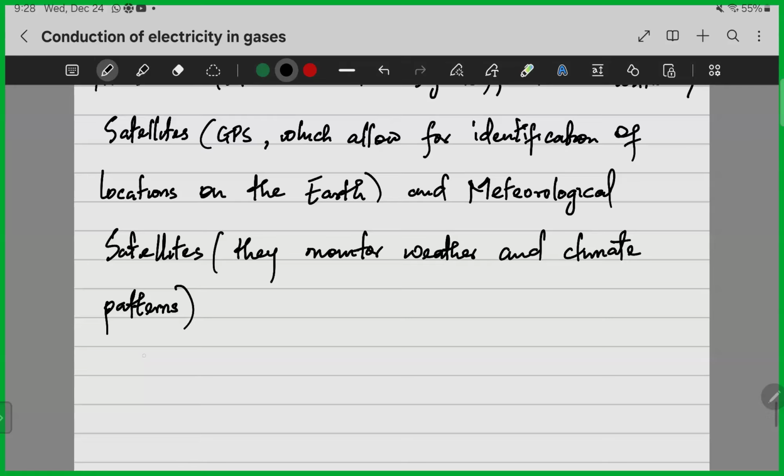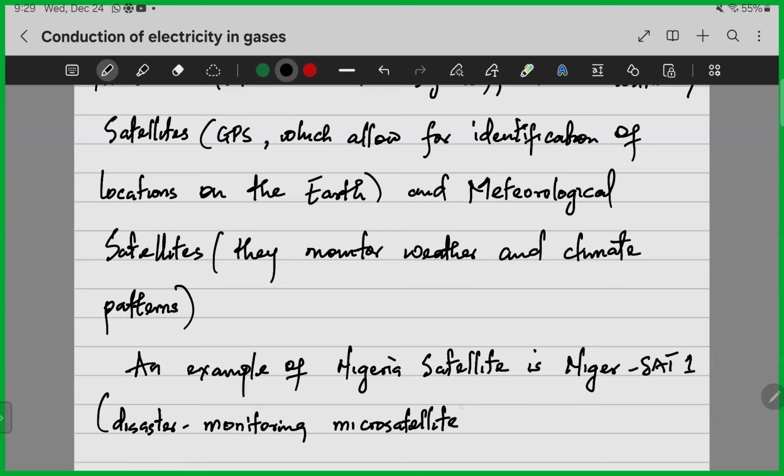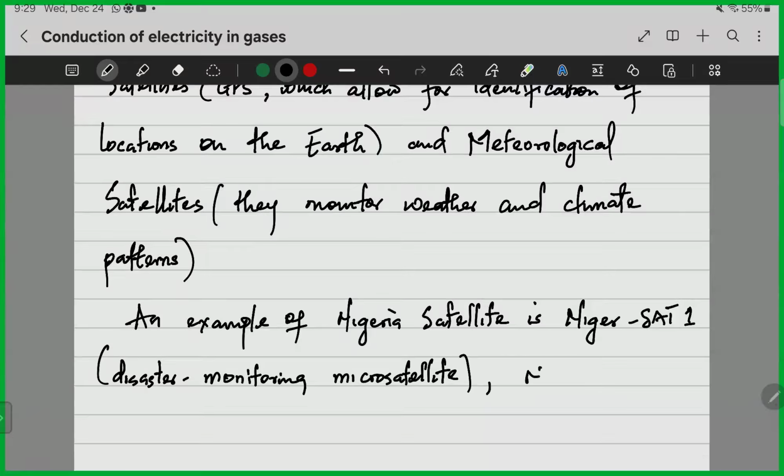For those in Nigeria, an example of a Nigerian satellite is NigerSat 1, and it is a disaster monitoring microsatellite. There is another one called NigComSat 1, and this is for mobile phone and internet services.